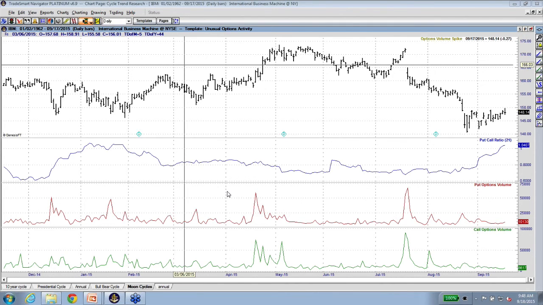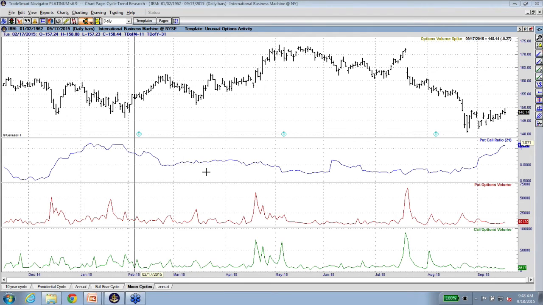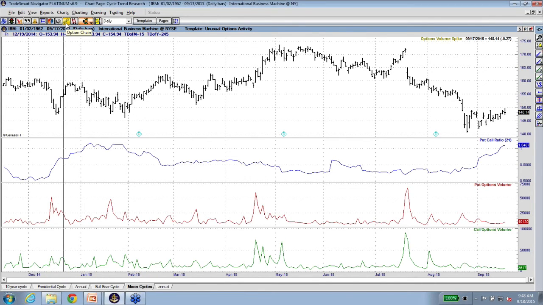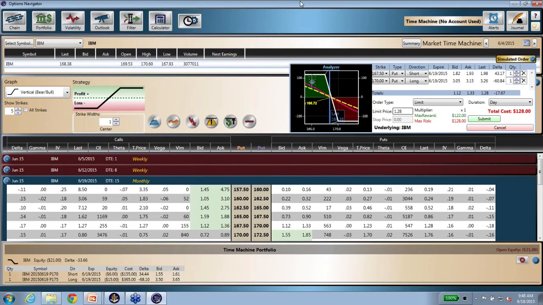Let's see. Bob is asking, how do you access Option Navigator? Is it from within Trade Navigator or is it separate? It is from within Trade Navigator, and it's a good question. There's an option chain button that I have up here. So once you have your Tradesmart Navigator, you should have an option chain button if you have access to Options or Options Navigator. And by clicking it, it opens it up.